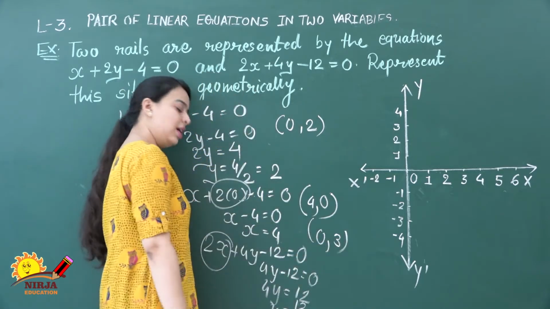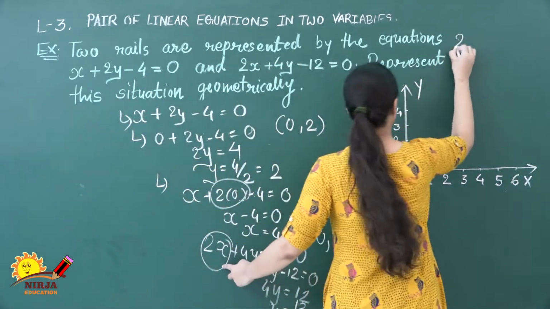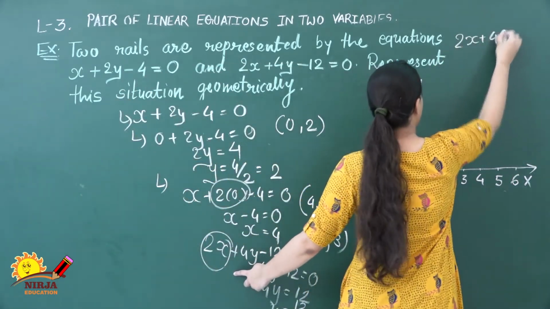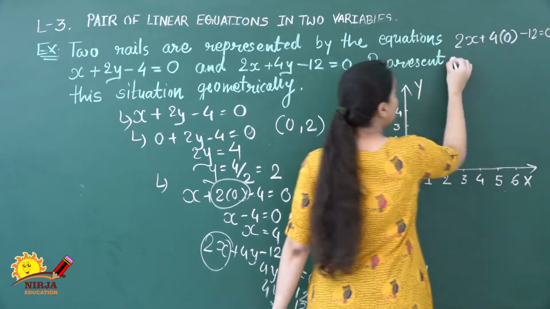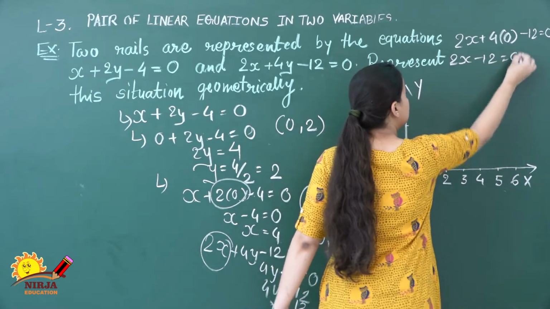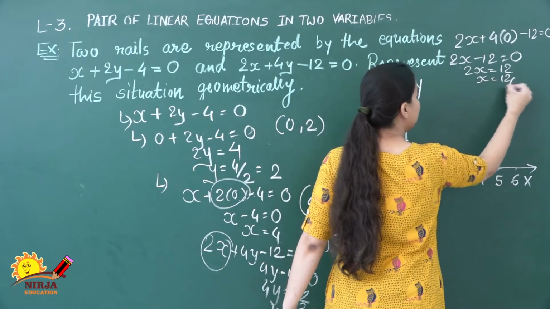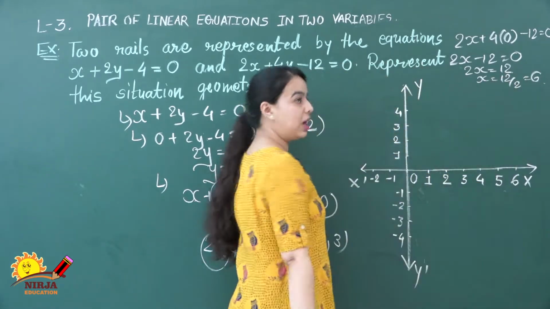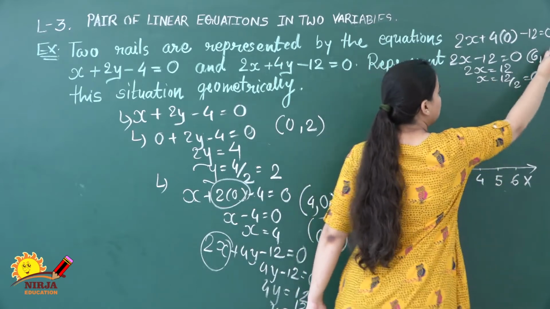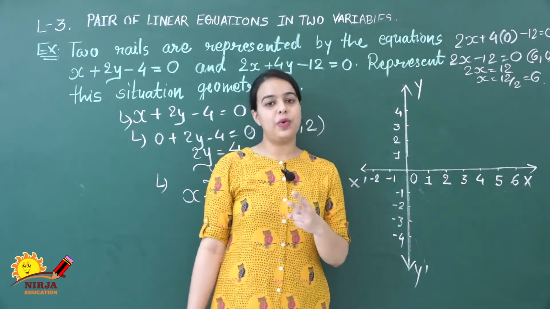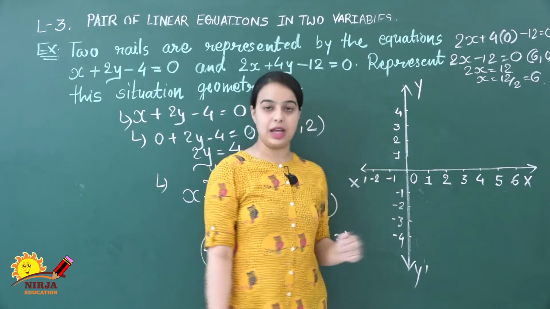Let's find another solution. Now we are going to take y as 0. So I am going to write over here 2x plus 4y minus 12 is equal to 0. That means 4 into 0 minus 12 is equal to 0. 2x minus 12 is equal to 0. 2x is equal to 12. X is equal to 12 divided by 2, which is 6. So the second point we got is x is equal to 6 and y is equal to 0. So now we have 2 points for both equations. Now let's represent them on the graph.